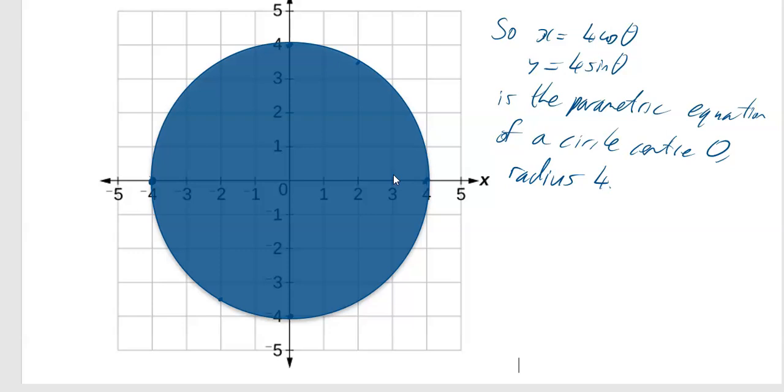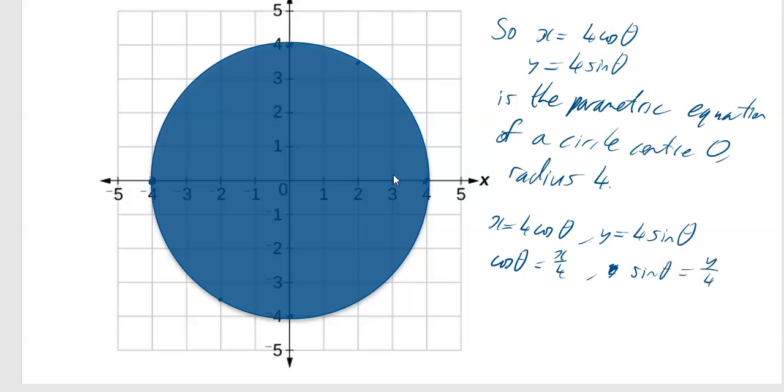Right, so here we had x is equal to 4 cos theta, y is equal to 4 sine theta. Now this is a wee trick that you would need to be shown. You're not going to just guess this. In an equation like this, rearrange to make cos theta the subject. So you're going to get x over 4, and also make sine theta the subject. So sine theta is equal to y over 4.